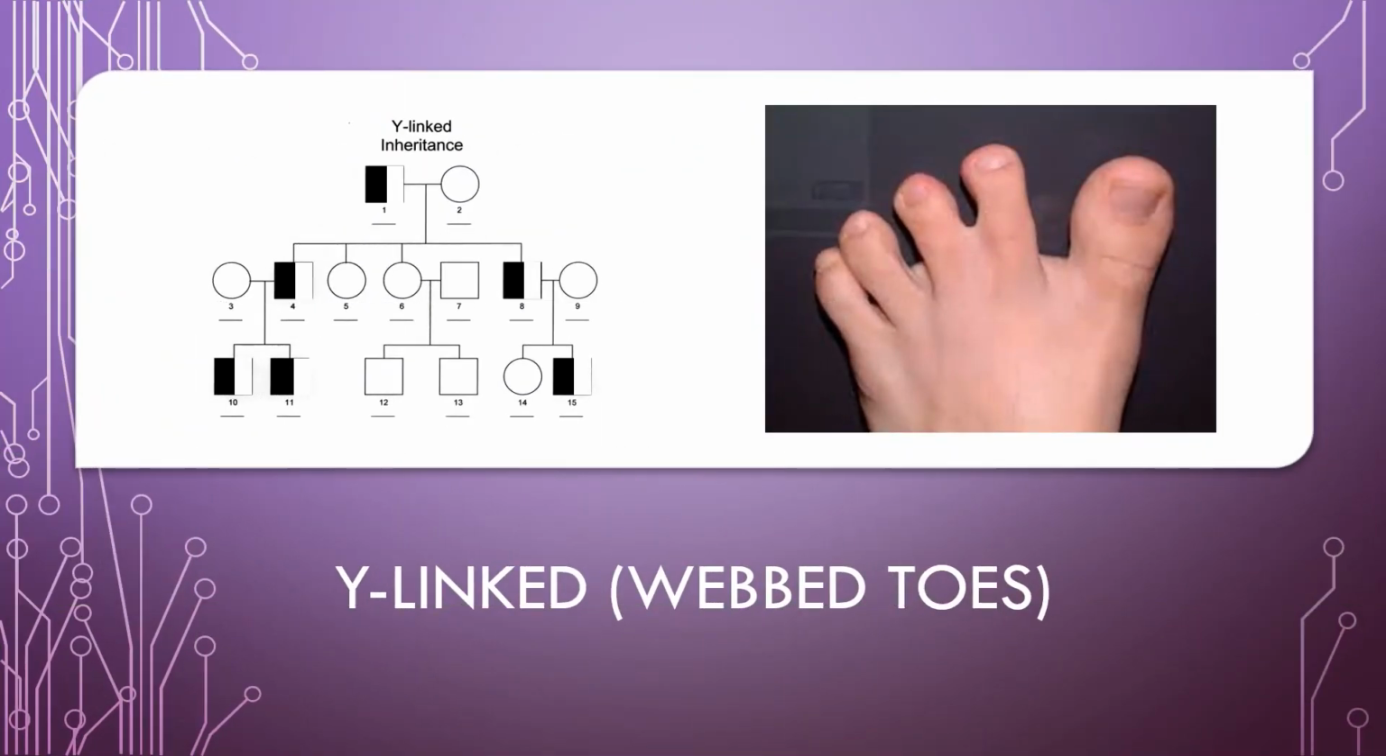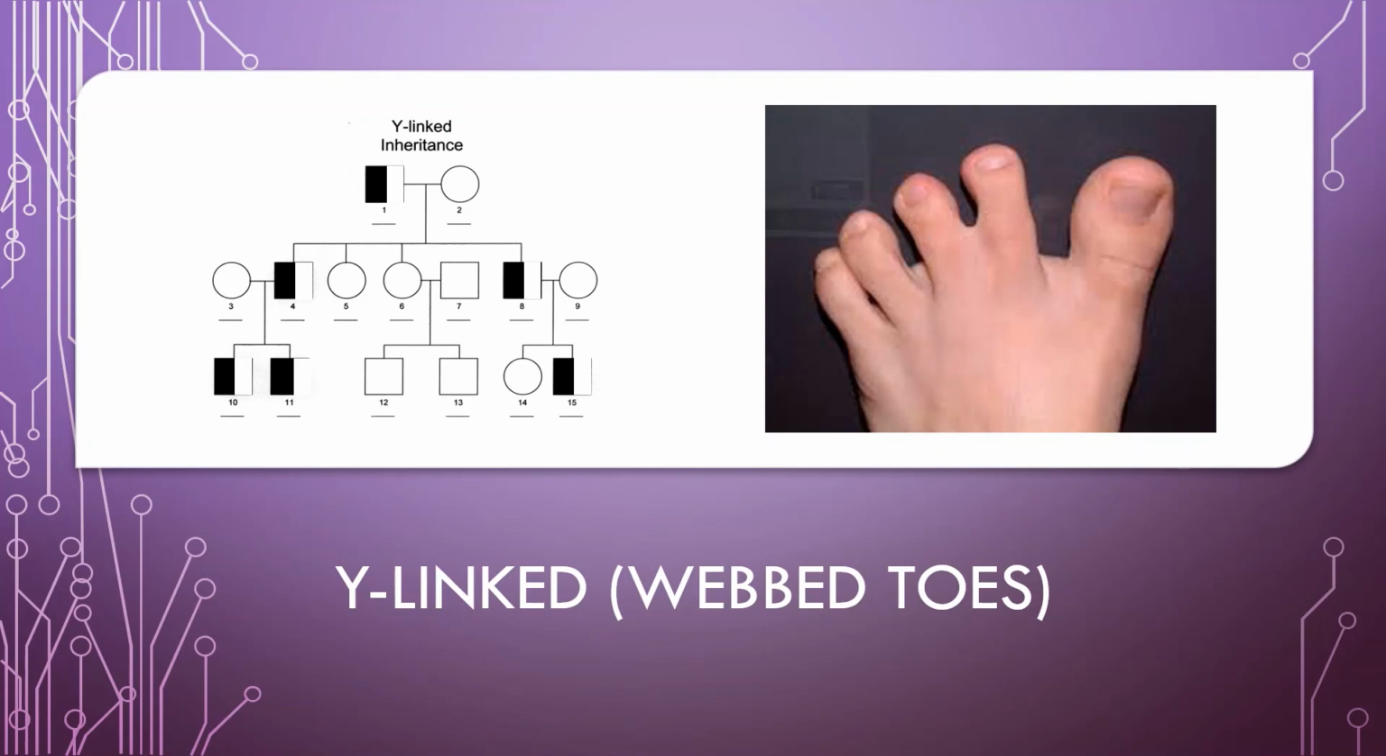All right, now Y-linked. This is the most rare out of all the inheritances that we've discussed. Basically, again, it's a trait that's only on the Y chromosome, so only males can have this. For example, the trait is webbed toe, so if you look at this image, between the second and third toe, there's basically extra skin or cartilage there. Connective tissue, that makes it more like the webbing of a frog's hands.